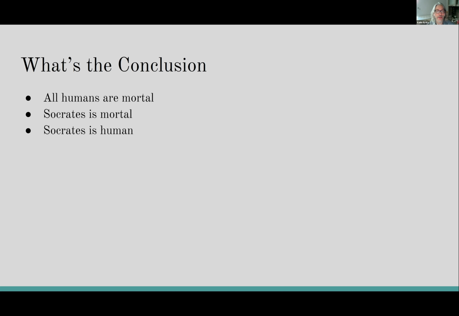Yeah, that's exactly why I put it in this order, because I wanted to show you that the order of the sentences is not part of the underlying logic.